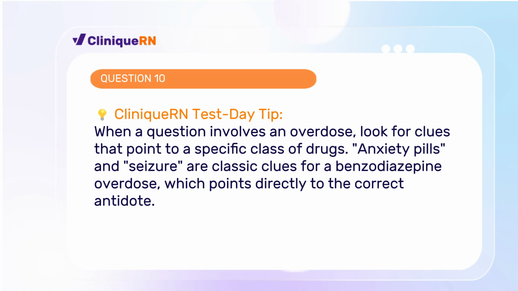Clinique RN Test-Day tip. When a question involves an overdose, look for clues that point to a specific class of drugs. Anxiety pills and seizure are classic clues for a benzodiazepine overdose, which points directly to the correct antidote.